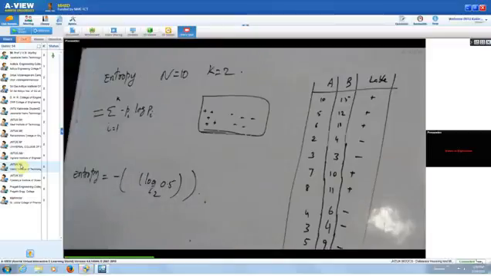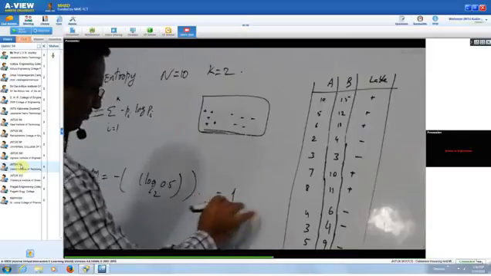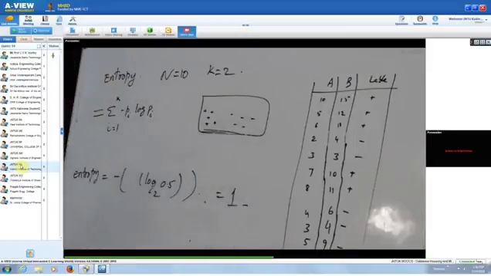Right? So minus log of 0.5 to the base 2 will be, I don't remember exactly, but it is minus 1, minus 3, plus 1. Okay, so it will be plus 1. So the disorder is highest.